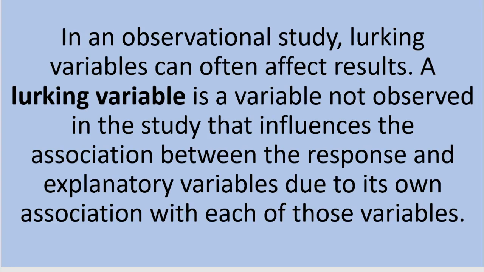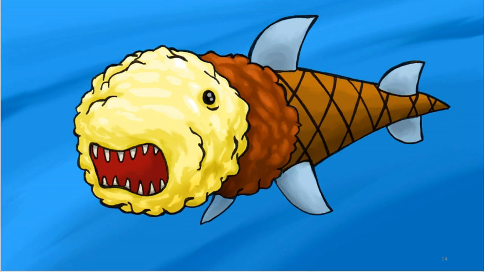In an observational study, lurking variables can often affect results. A lurking variable is a variable not observed in the study that influences the association between the response and the explanatory variables, due to its own association with each. Recall the ice cream example and shark attack example from Chapter 3. In that example, the lurking variable was weather.